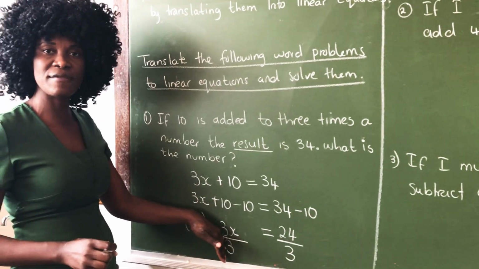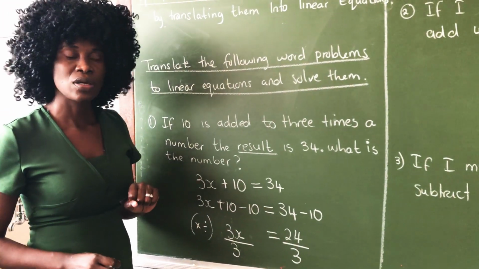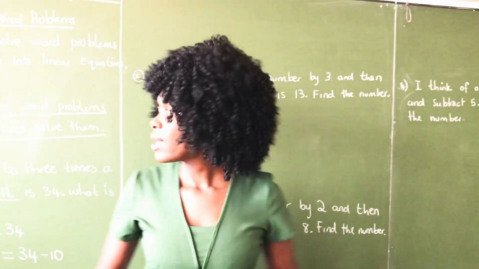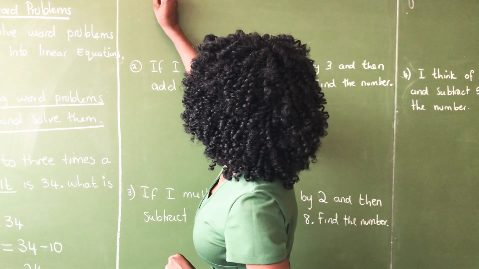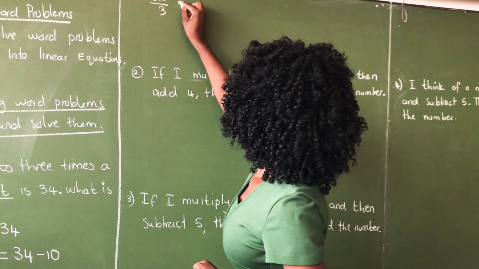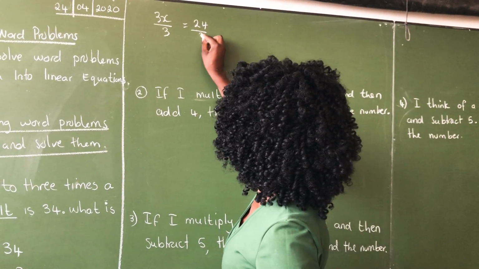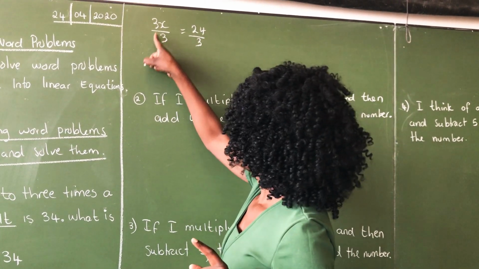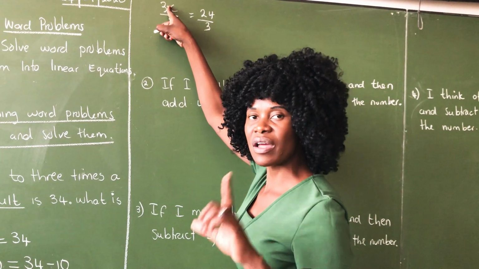Whatever you do on the left hand side must be applied to the right hand side. So I'll just bring this up there. Okay, so I have 3x divided by 3 equals 24 divided by 3. So this 3 divided by 3 will give me a 1. So 1 with a variable of x, so I'll have 1x.